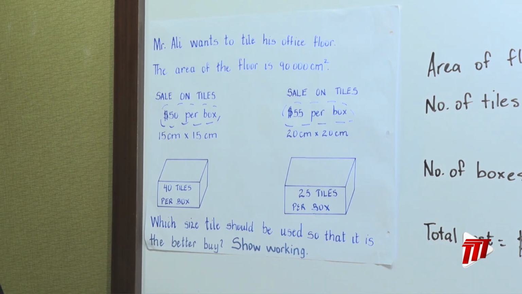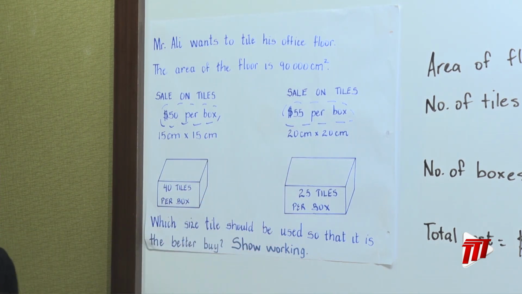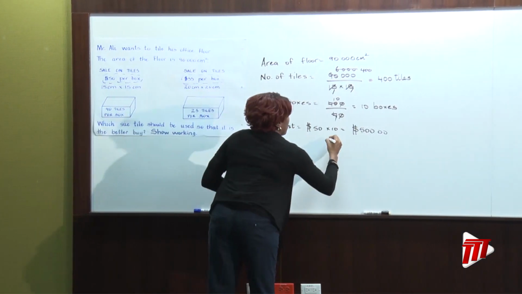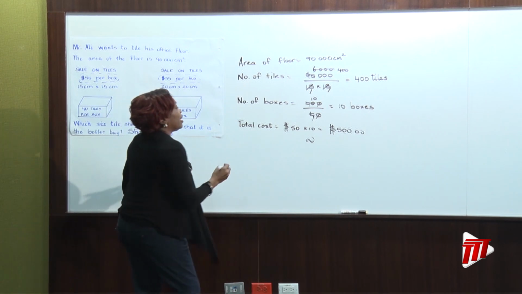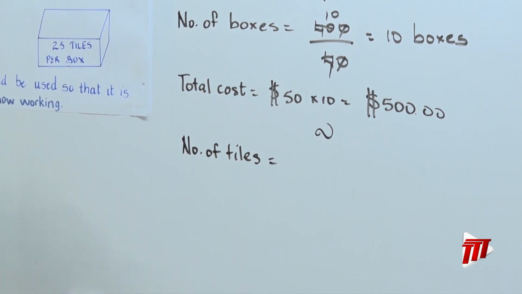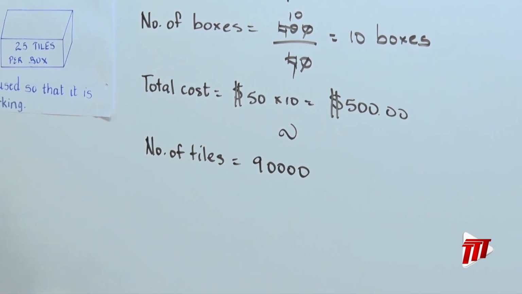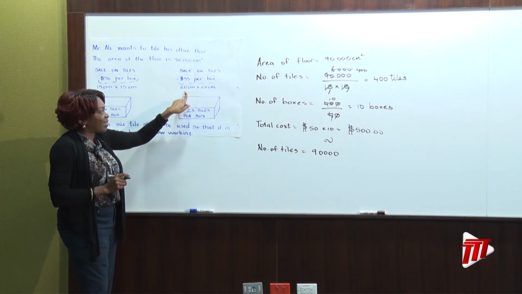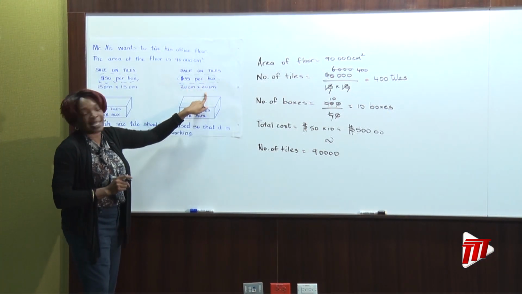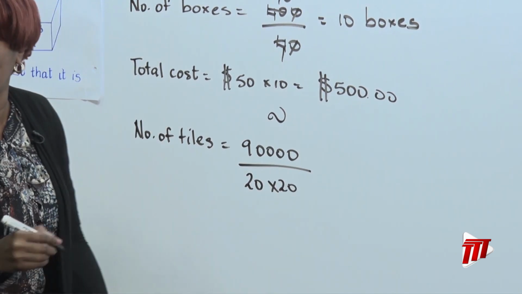What we did with this one, we're going to do the very same thing. Remember, what does not change? The area of the floor is 90,000 centimeters squared. So what we're going to do now, we're going to do the same thing using the information given on this side here now. What do we need to determine? The number of tiles. All we are doing now is using different dimensions. So we know that the floor, the area is 90,000. But now what are we going to do? Each tile is 20 centimeters by 20 centimeters. So you're going to be using this dimension now. So far, so good?